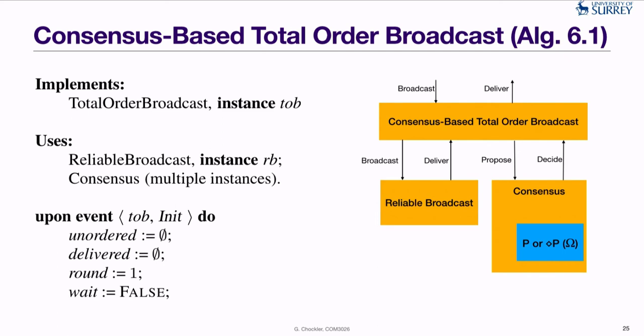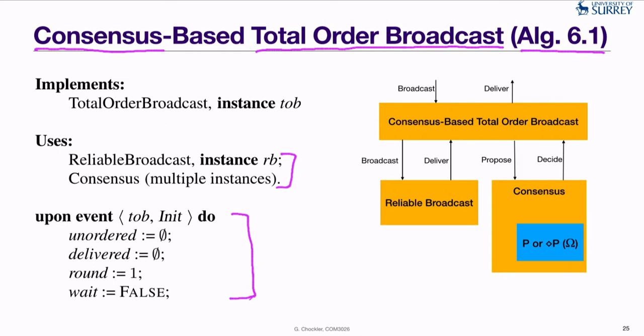Now we proceed to present the actual algorithm implementing total order broadcast on top of consensus. And this is algorithm 6.1 in your textbook. So what you see here on this slide, on the left hand side is a specification of the components being used by the algorithm and the state being used by the algorithm and its initialization. And on the right hand side you see a diagram showing the actual layer structure of the implementation.